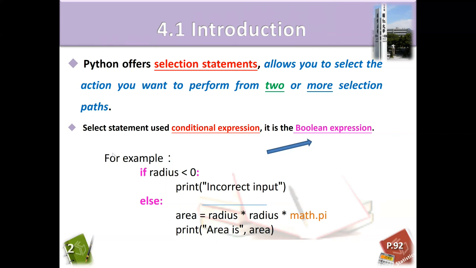Yeah. So for example, this provides 2 paths here. This is the if, right? If it is a conditional expression. If you use the if, it means we will just print the incorrect input, until this condition is true. So we use if radius smaller than 0. Remember, this is a colon, right? Many students will forget this part the first time, so don't forget it.